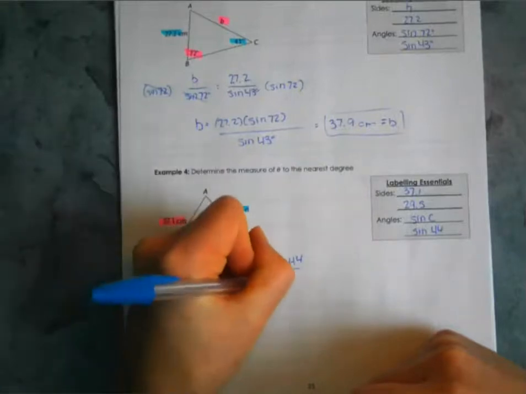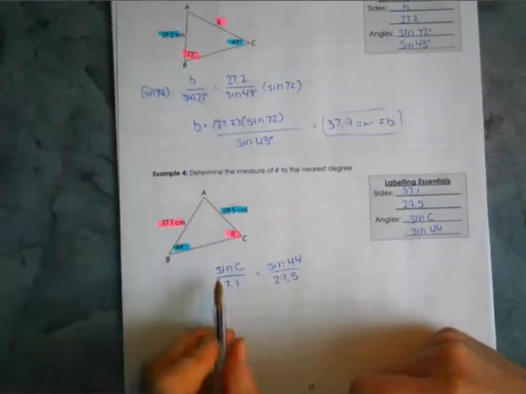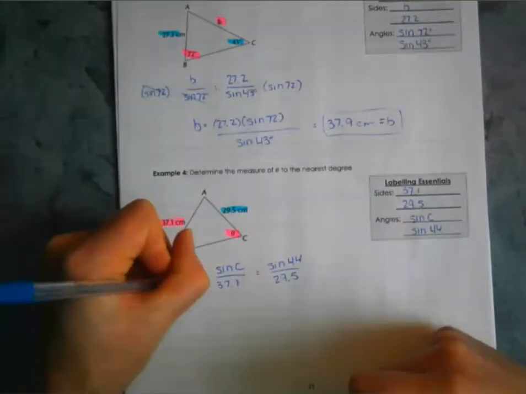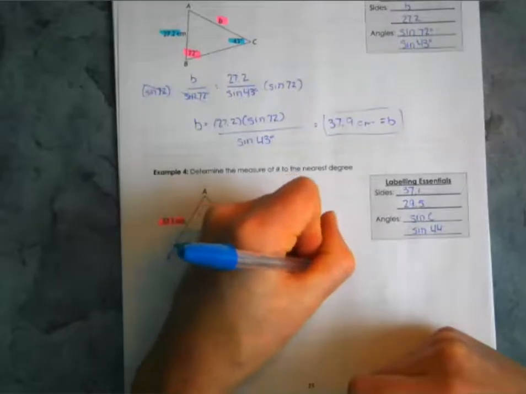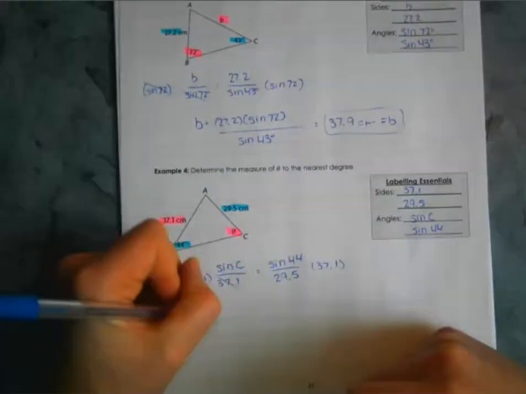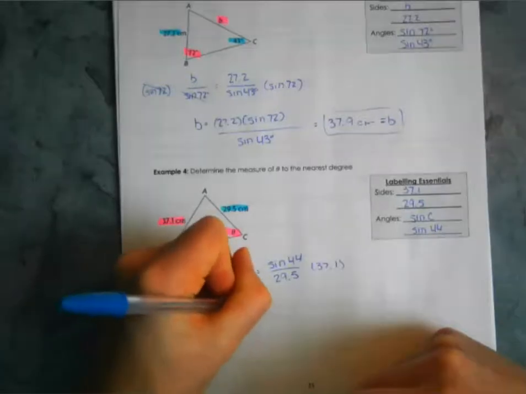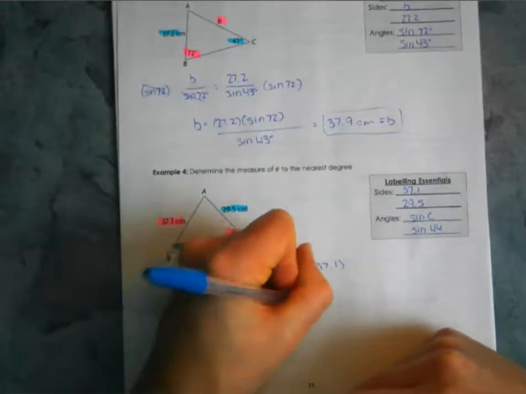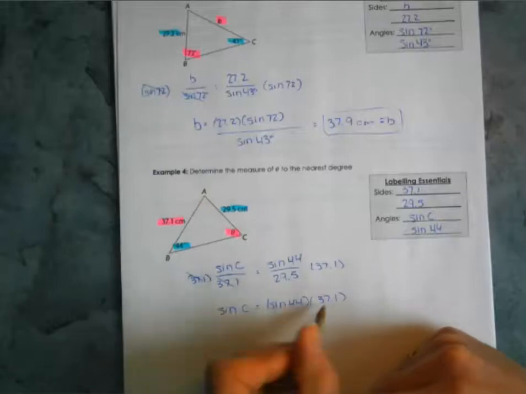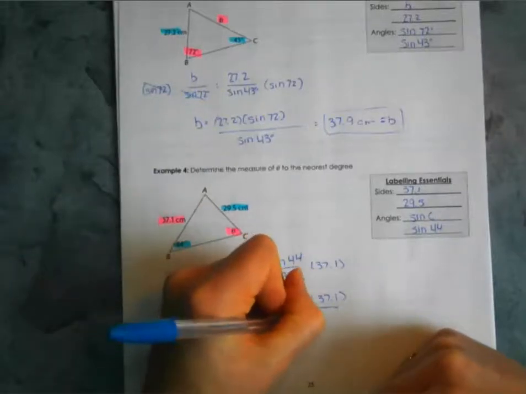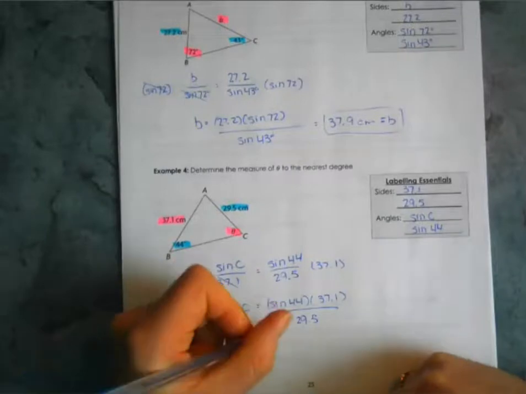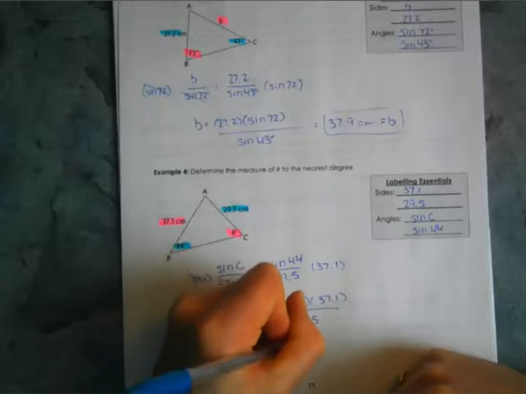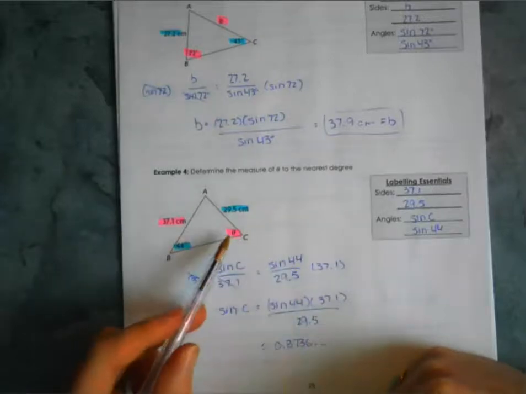Okay, so sine 44, we want to pair those two up, of course, because they're a set, so 29.5. Now again, all I need to do to isolate sine C is multiply 37.1 by both sides. Okay, so this is going to cancel out and I'm going to be left with sine C is equal to sine 44 times by 37.1 divided by 29.5. Now what you're going to end up with there is 0.8736.